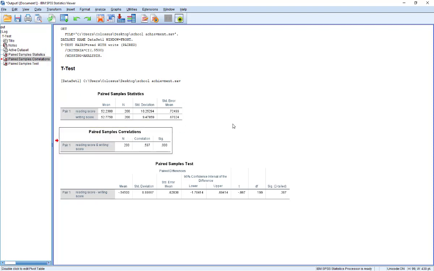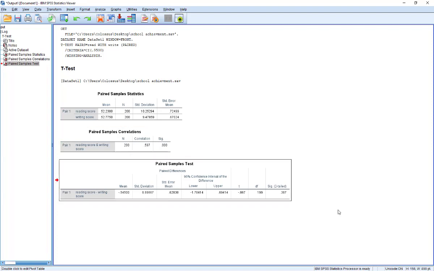Coming down here to the paired samples correlation, we're not surprised that there is a correlation between the reading and the writing score. It's a positive correlation and it's statistically significant, suggesting that people who scored higher on reading are going to score higher on writing. People who scored lower on reading are going to score lower on writing. Really kind of validating our decision to treat this as a dependent samples t-test, although no necessity.